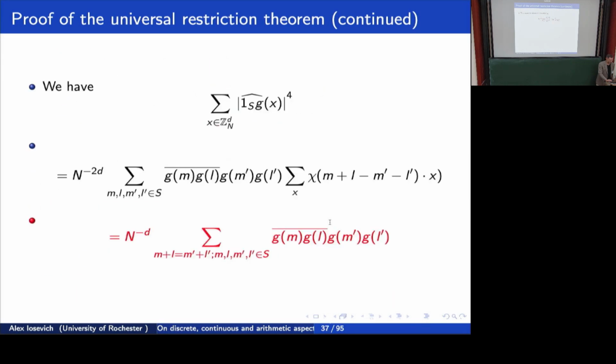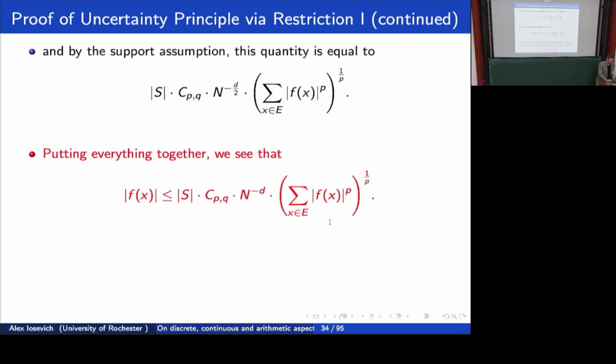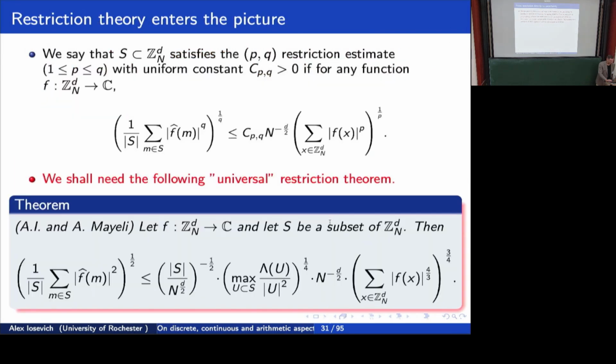So there's the universal restriction. It says that you have an L^{4/3} to L2 restriction estimate where the constant is bounded by the ratio of the size of S to n to the d over 2, raised to the power of minus a half, times that quantity that has been arising over and over, the max over U of the energy of U over U squared, and S to the power of 1/4. It's universal in the sense that this estimate always holds. It's just not always good, but it always holds.